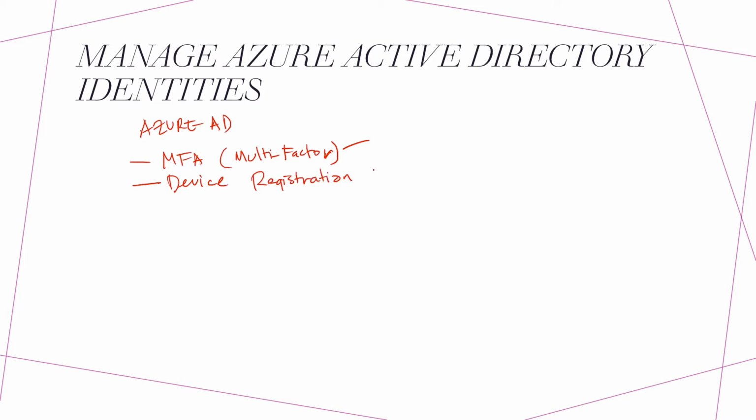Okay, so in local AD, you do domain join. That's when you have a new computer, then you join it to the domain, to the local domain. In Azure AD, they call that device registration. So it's a bit different.